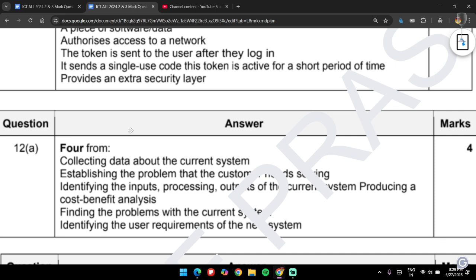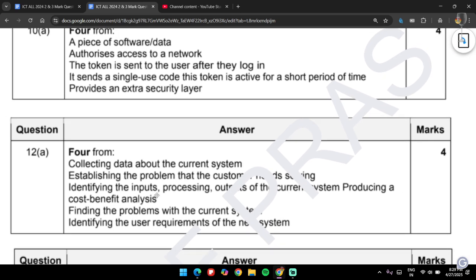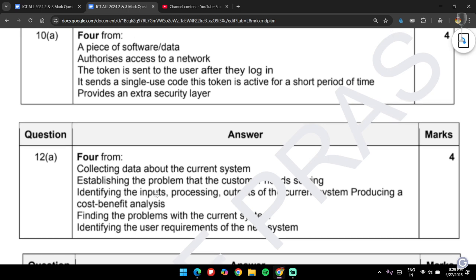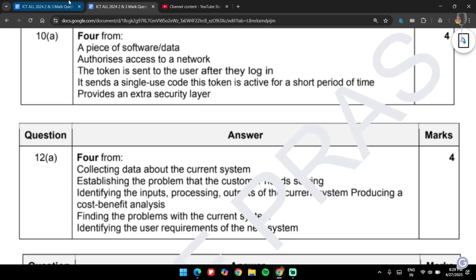Then you'll also produce a cost benefit analysis: if I take this hardware, if I take that hardware, am I going to benefit or am I going to lose? Is it going to be better than the previous system or not? Then it will identify the new inputs, processing, and output. No, that is in the later part. It will identify the current ones right now because I'm still analyzing my current system.